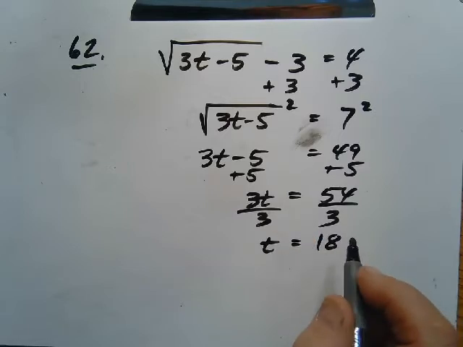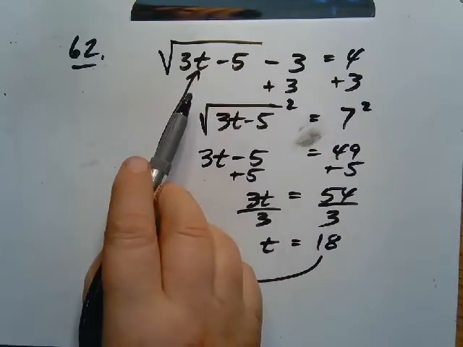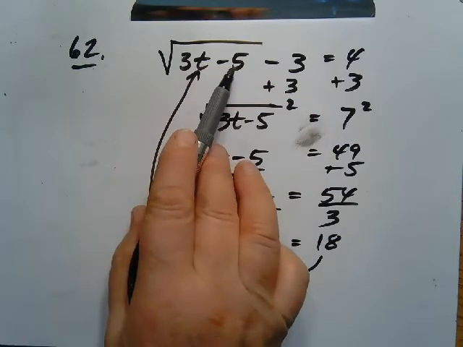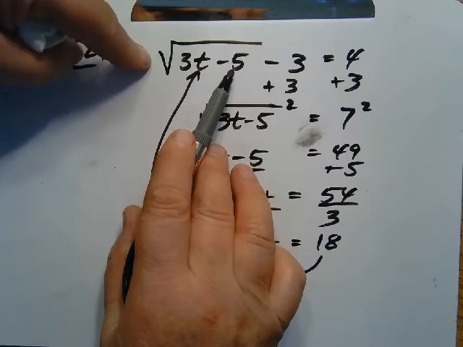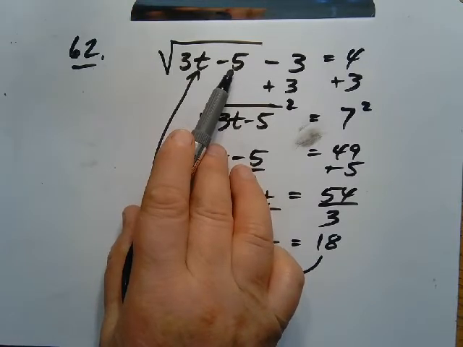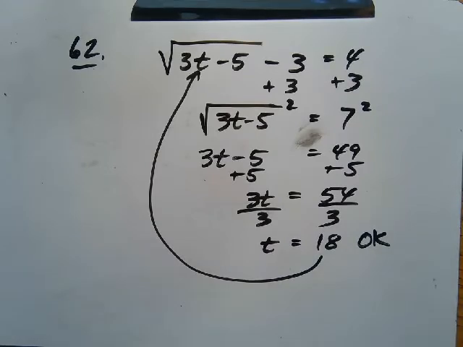So let's stick 18 back in the original problem. 3 times 18 is 54, minus 5 is 49. Square root of 49 is 7, principal square root. 7 minus 4 is 3. This one's okay.